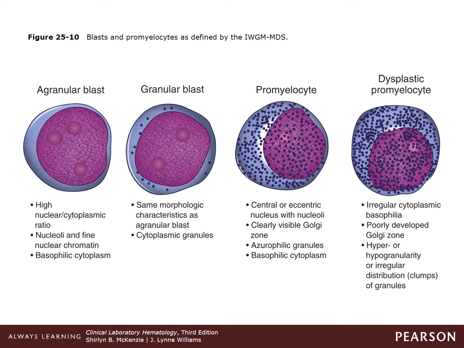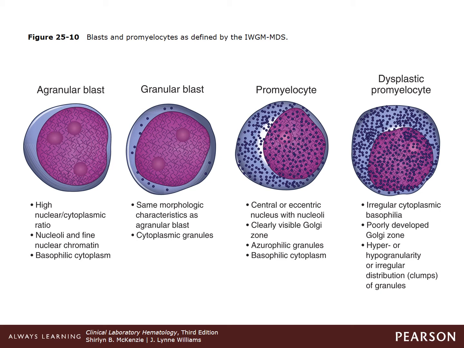So here on the left, you have an agranular blast. It has a high nucleus to cytoplasm ratio. The nuclei are fine and chromatin is open with some basophilic cytoplasm. Now the granular blast is present and shows the same morphological characteristics. However, there are cytoplasmic granules present.